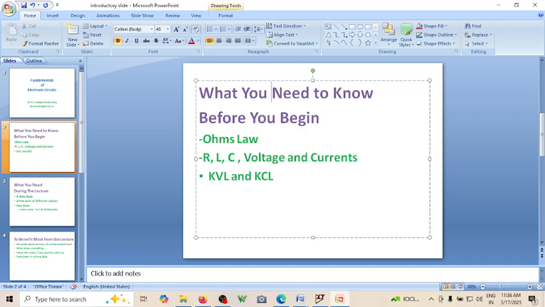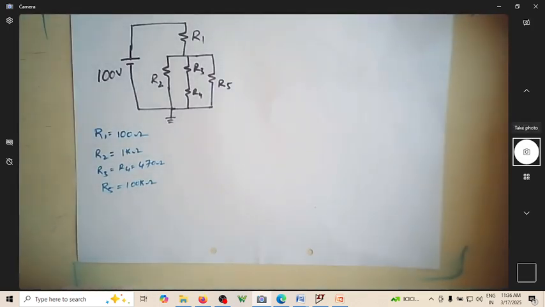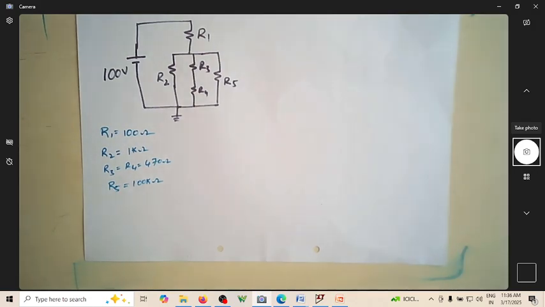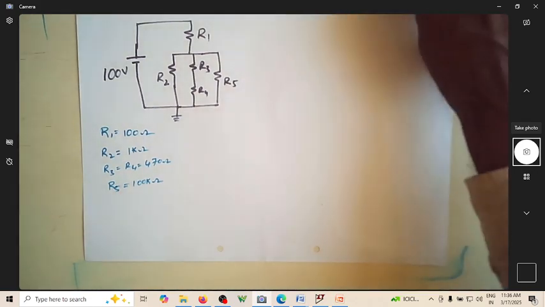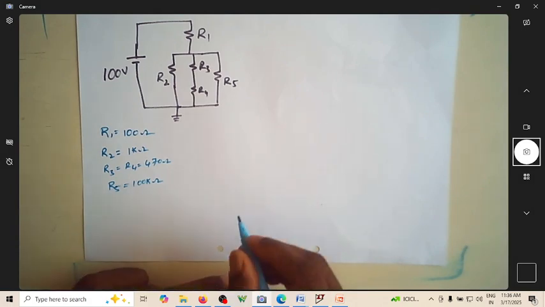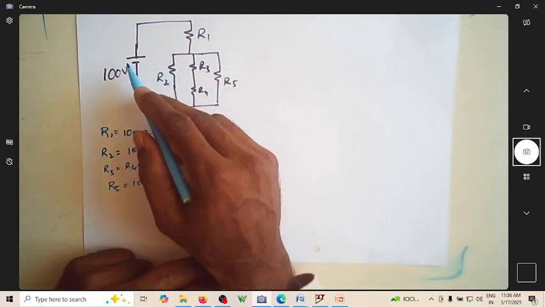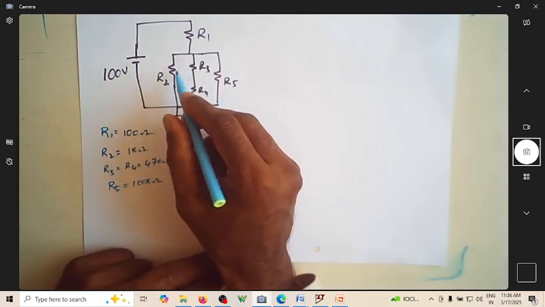So let us proceed. This is the circuit diagram that we have. The task here is to find the current through each of the resistors and the voltage across each of the resistors. Of course, naturally you can also find the power dissipation by each of the resistors.